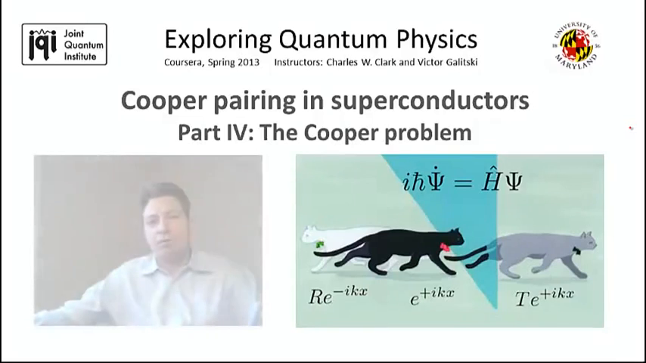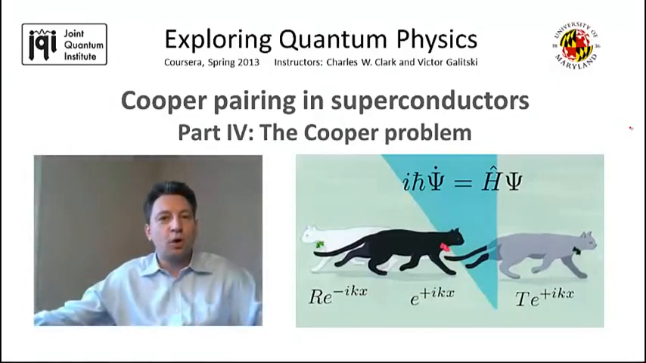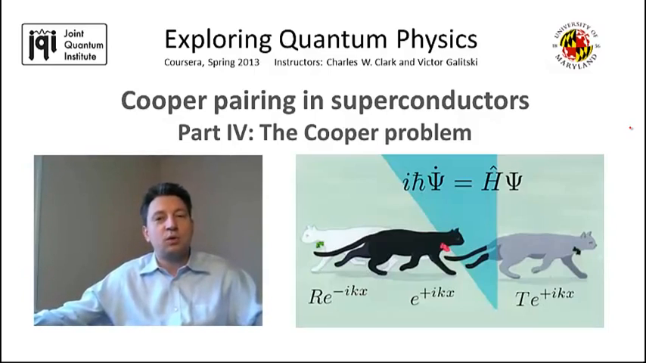So in this final part of the lecture, I will solve the Cooper problem, which is a problem of weakly attractive electrons near the Fermi surface that form pairs, so-called Cooper pairs, bound states of two electrons. And as we discussed, these Cooper pairs, at low temperatures, condense into a Bose-Einstein condensate, which becomes superfluid, and this is this amazing state that we know as superconductor.